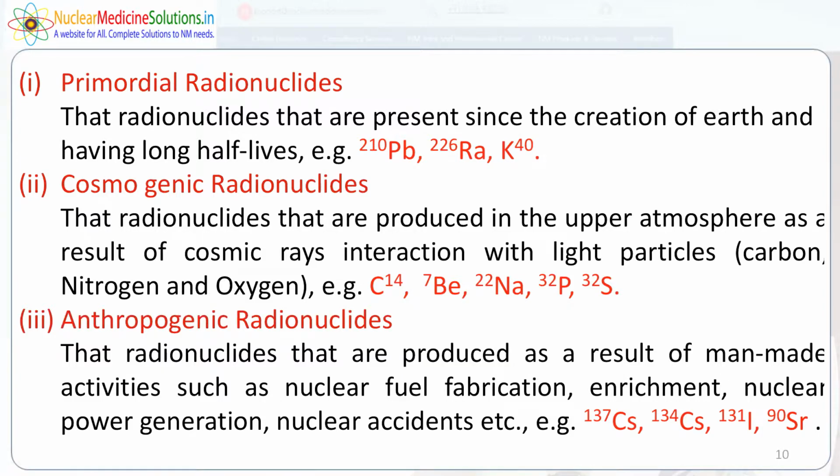Now comes the last category, called anthropogenic radionuclides. These are radionuclides that are produced as a result of man-made activities such as nuclear fuel fabrication, enrichment, nuclear power generation, nuclear accidents, etc. And whenever such incidents take place, we get radioactive material like cesium-137, cesium-134, iodine and strontium. It means we have defined radioactivity in three different forms: primordial, cosmogenic and anthropogenic.